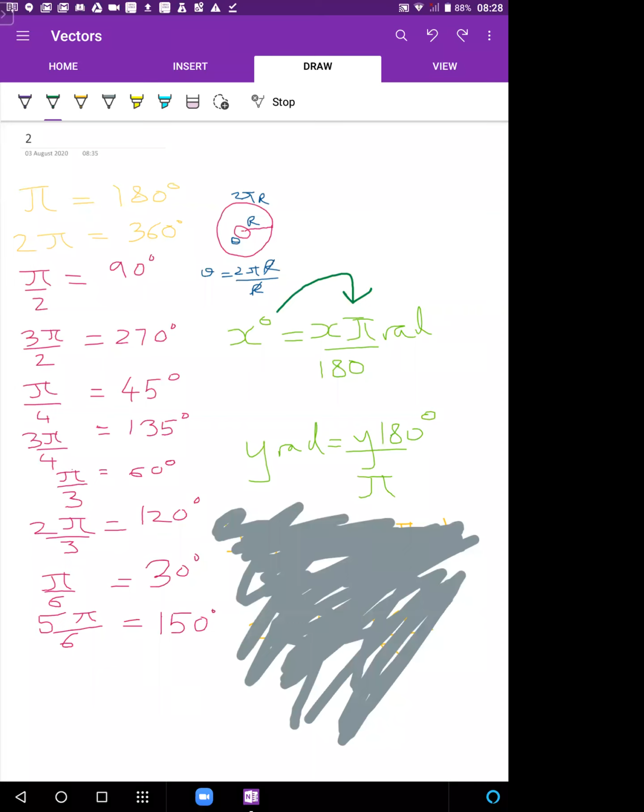ये कैसे किया एक बार समझो. मैंने ऊपर नीचे सेम चीज से मल्टीप्लाई डिवाइड किया. You are always allowed to multiply and divide with the same number. अब denominator I divided by degrees, 180 degrees. Numerator I multiplied by pi radians. Okay, and when I do that, degrees and degrees cancels out. So what am I left with? I'm left with x pi by 180 radians. That's how you convert from degrees to radians.